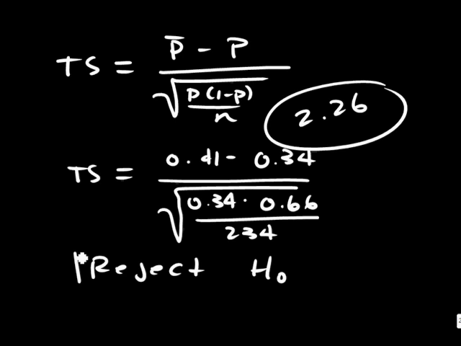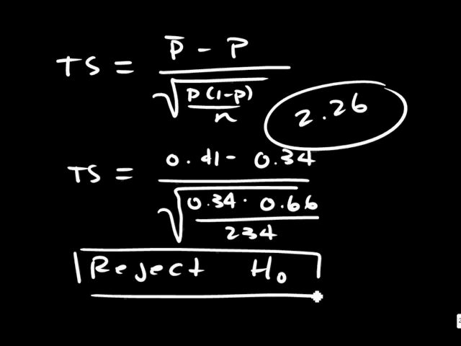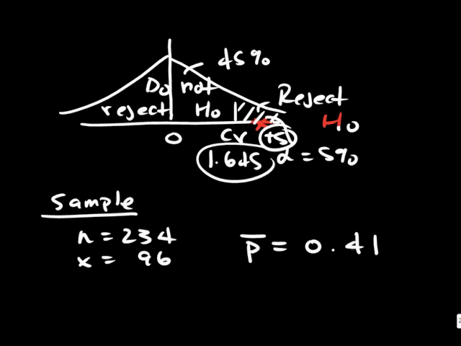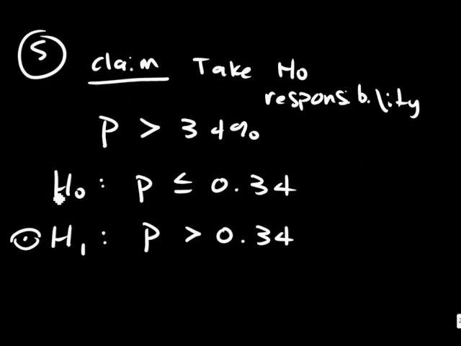Now, rejecting the null hypothesis. Going back to our setup, this is rejected. So, the sample information verifies the claim that greater than 34% of American fathers take no responsibility for their children. Rejecting the null means accepting the alternate based on the sample that was taken.